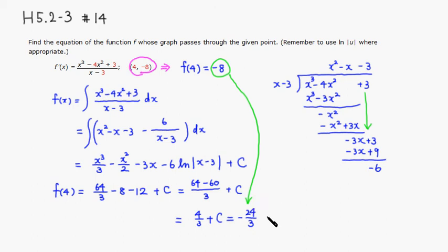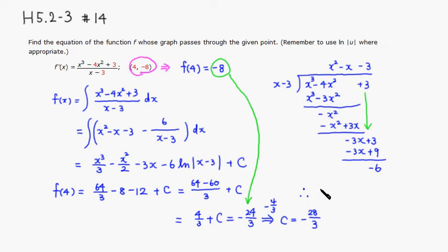Then we can find the value of c by subtracting 4/3. Therefore c is going to be equal to negative 28 over 3. So then we have this answer here.